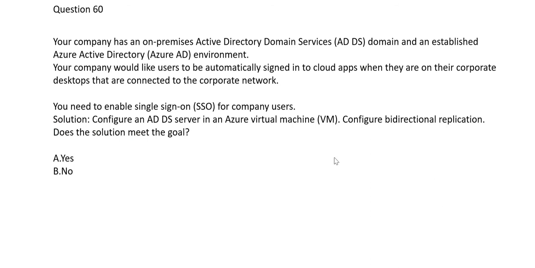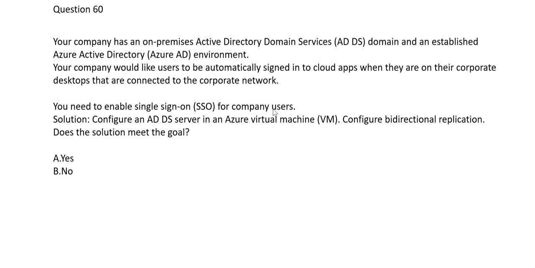Let's look at this question. See, this company already has on-premises and they are using Active Directory. That is the first part. The second part says they want their users, if they are in the office on their desktop from the office campus, to be automatically signed into cloud apps. It should not again prompt for username and password. They can access cloud apps directly, and you need to enable SSO for the company users. So it's SSO whether they access on-premises resources or cloud resources. It should be seamless for them.